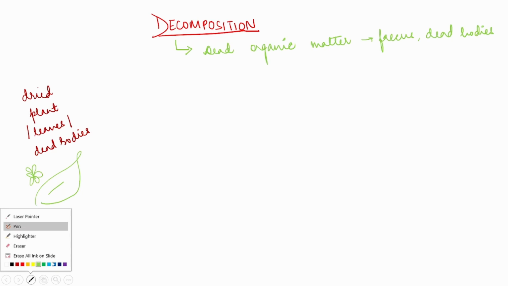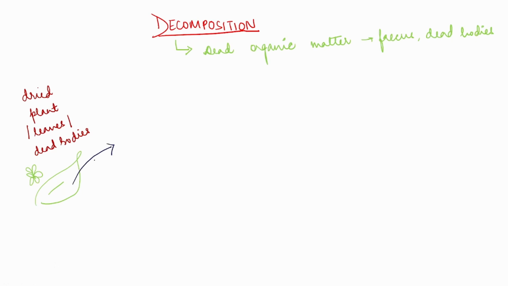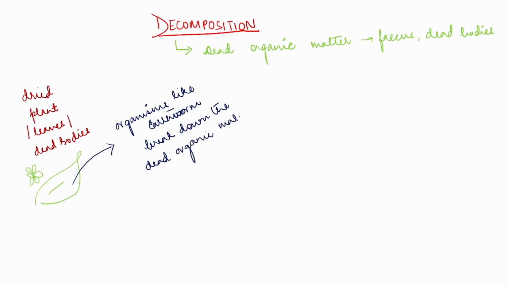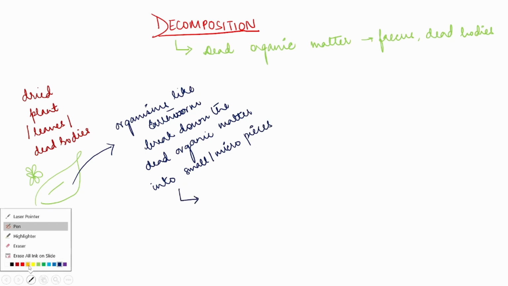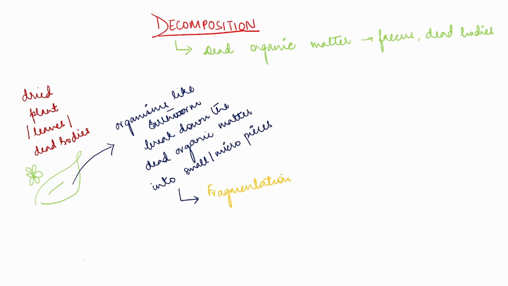There are organisms which will act on this and will break down this product. What will they do? Organisms like earthworm break down the dead organic matter into small or micro pieces. Yes or no? And this process, what do we call it? This process we call fragmentation. So what will you see here in fragmentation?